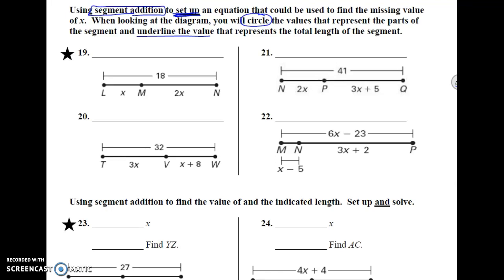So looking here at question 19, we have these 3 points on here dividing up our segment. We will circle the 2 parts, and we will underline the whole thing. You will add the 2 circles and equal it to the whole thing. So all we need to do is add the 2 parts and equal it to 18. That is your basic example of segment addition.